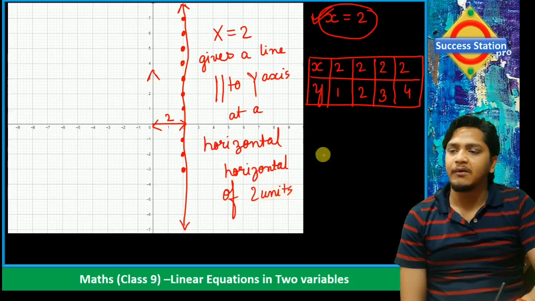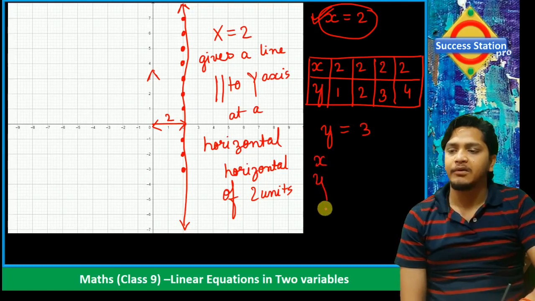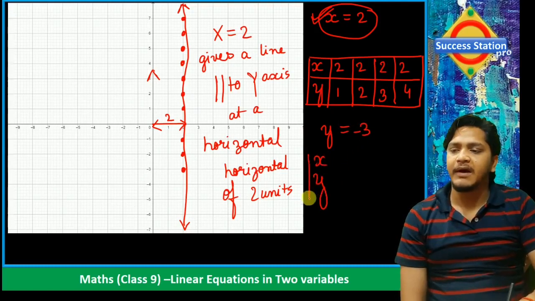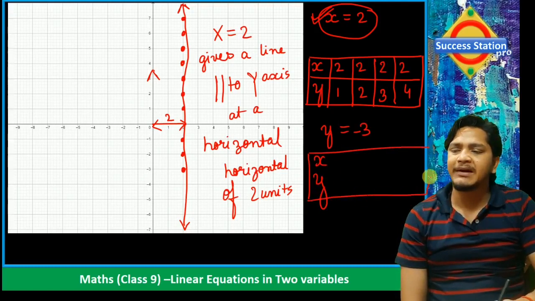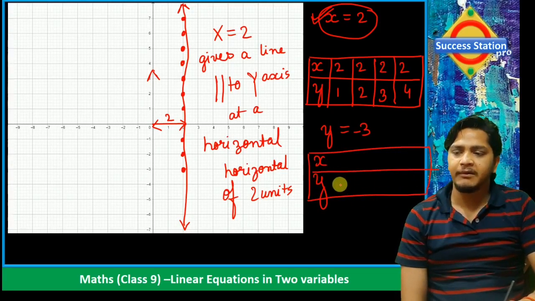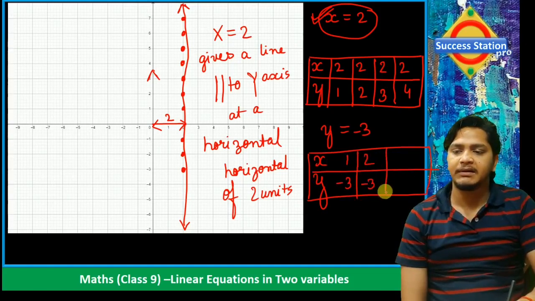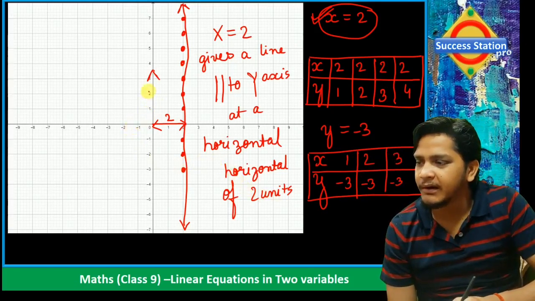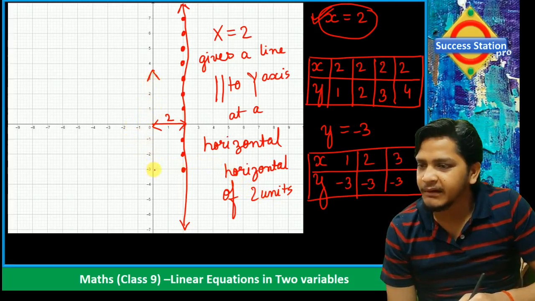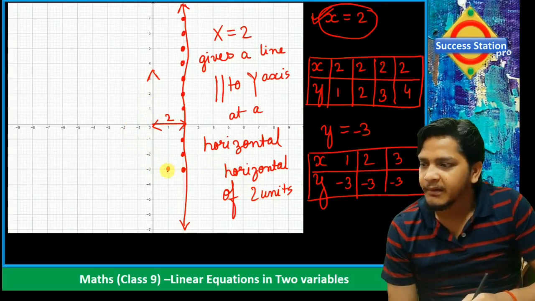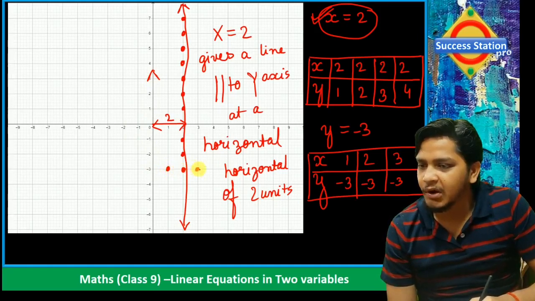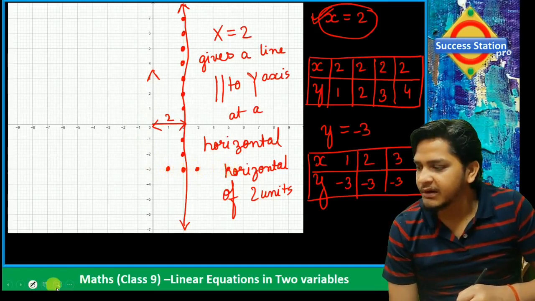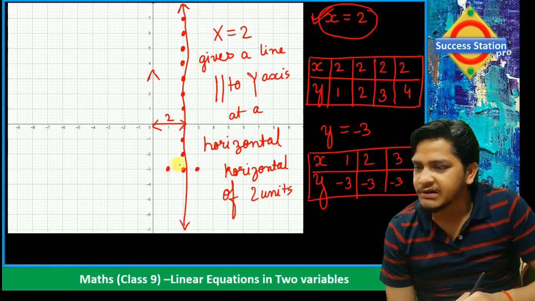Right? Similarly, now y equal to 3, or you can say, chalo, minus 3. So here y equal to minus 3. Despite what value you take of x, y will be minus 3. (2, -3). (3, -3). Right? So let's plot it. y equal to minus 3. Right here, (1, -3). Here, (2, -3). (3, -3). I'll use some other color. Okay. These are the points.